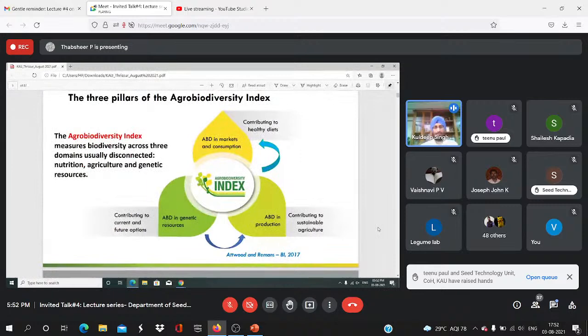Now, if we really have to measure this biodiversity, what we call agrobiodiversity, we need to have an index. And this index, in fact, is in preparation at the moment. There are not many indices to see how a diet, or a region, has complete agrobiodiversity. And this index has three pillars, basically. If we look at the top, that's the ultimate. You need diversity or agrobiodiversity in the markets and in the consumption. And if you have biodiversity in the markets and in the consumption, you will have healthy foods, a healthy diet. And this biodiversity in the food, in the markets, will depend upon the agrobiodiversity in the production.